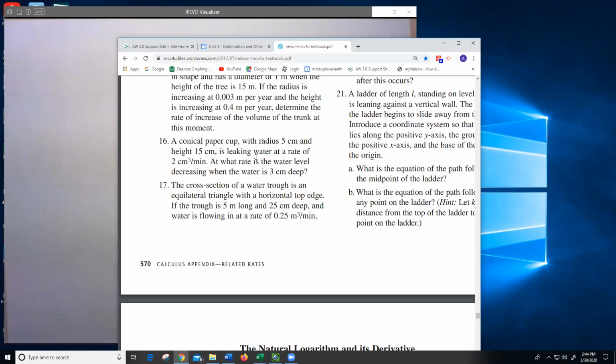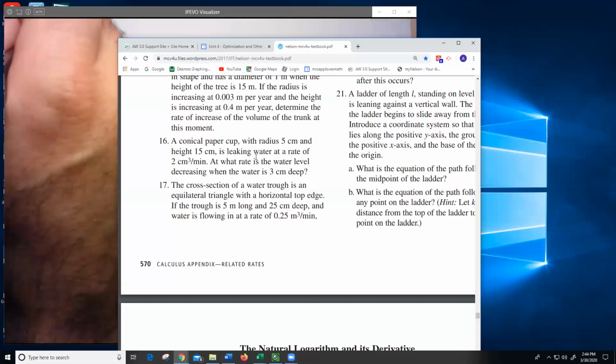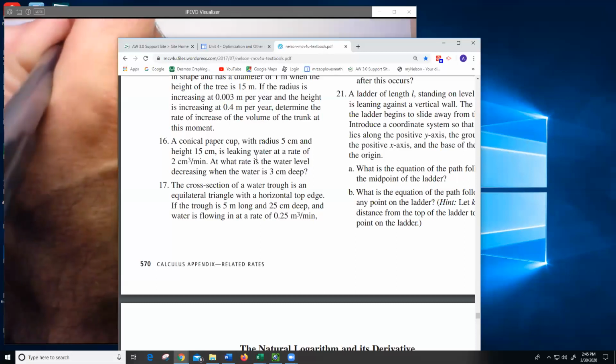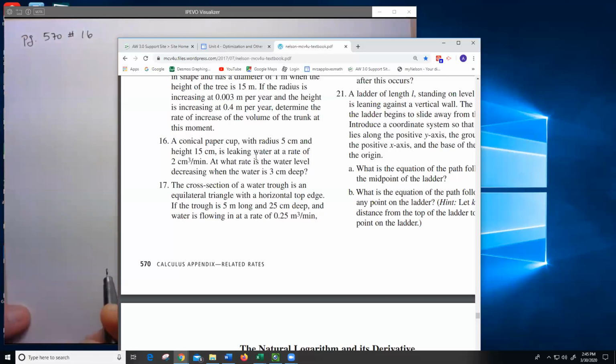And you would imagine that this would be an important type of question. Let's say you've got some sort of large container that gets refilled regularly, and then all of a sudden you've got some leak that appears. You need to know how that's affecting the rate at which the water level is changing. So this is page 570, number 16.